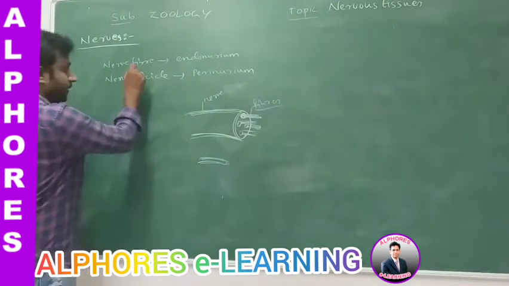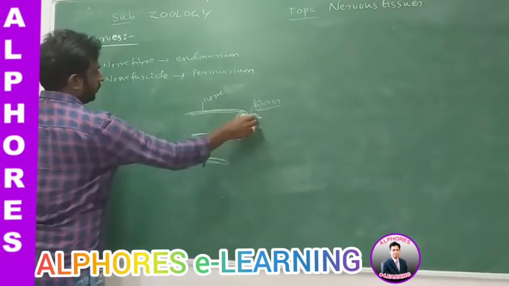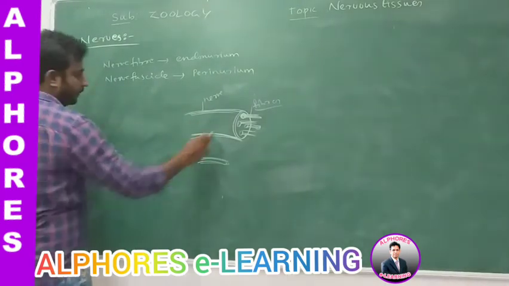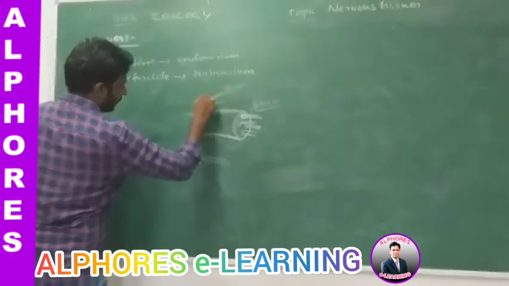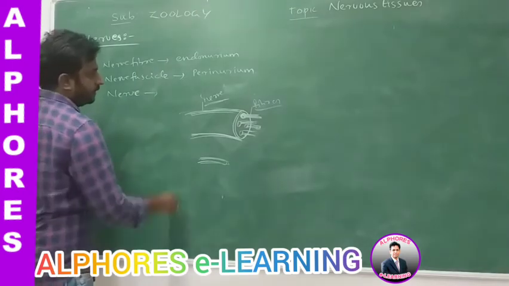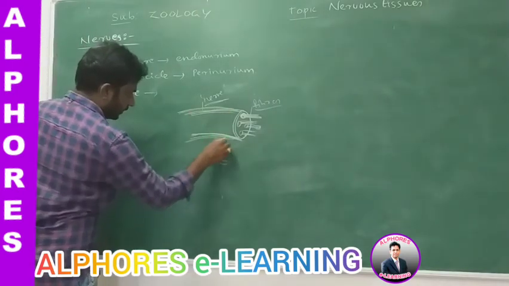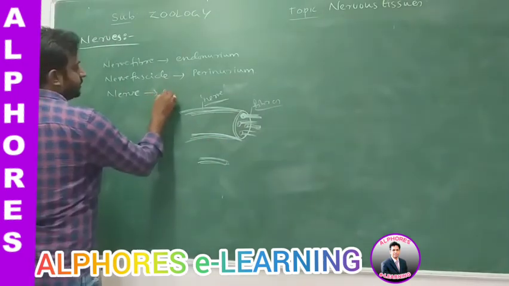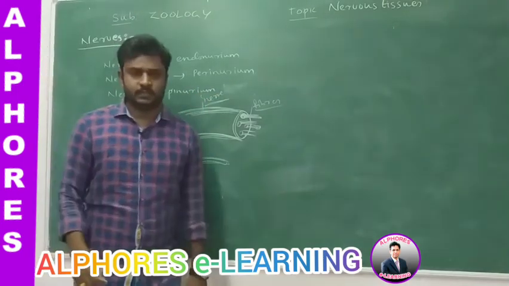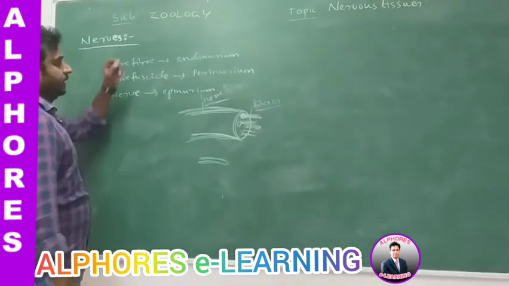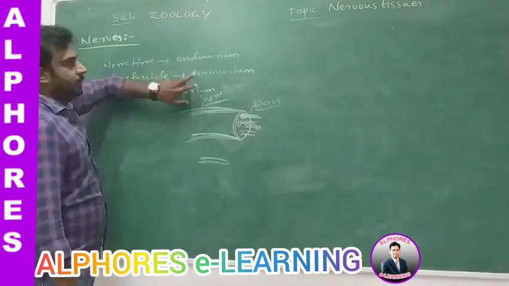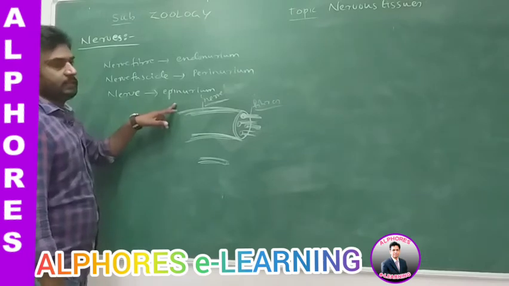A nerve fiber is covered with a connective tissue layer called endoneurium. Then the nerve fascicle is covered with a connective tissue layer called perineurium. A group of nerve fascicles forms one nerve, or nerve bundle, and the whole nerve is covered with a connective tissue layer called epineurium. We have seen the same structure in muscle: a muscle fiber is covered with endomysium, the muscle fascicle with perimysium, and the muscle bundle with epimysium.